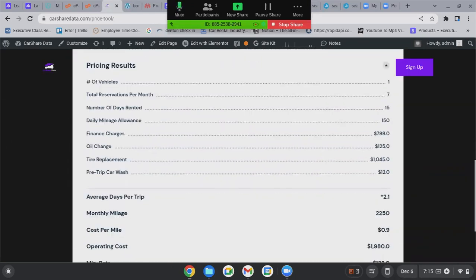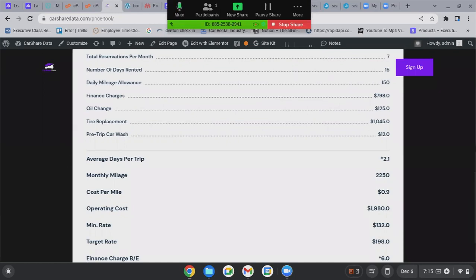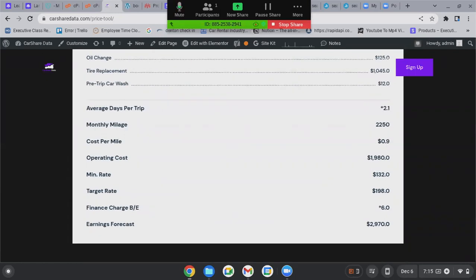Okay, so what it shows us is that we've got one vehicle, 7 reservations a month, 15 days. So this is recapping the inputs from above, and then it says our average days per trip is 2.1. Average monthly miles is going to be about 2250. So you can set the expectation. You're going to see about 2,000 to 3,000 miles per month put on the car. Your operational cost in this example is 90 cents a mile. Okay, so if you're giving 100 miles, then you should at a minimum be pricing it at $90 a day. In this case, at 150, we need to be pricing at 132 a day.